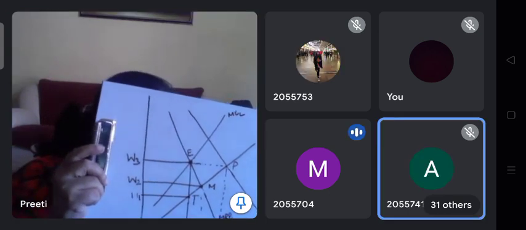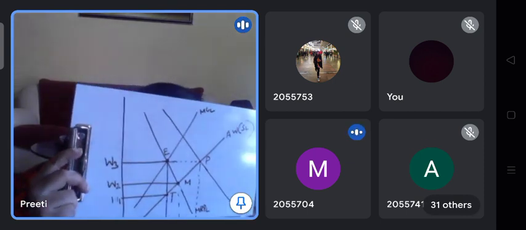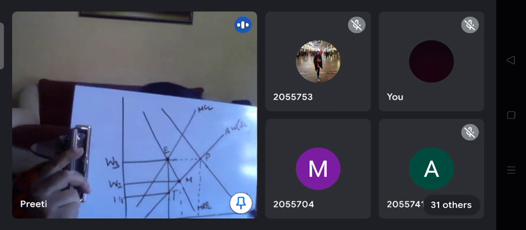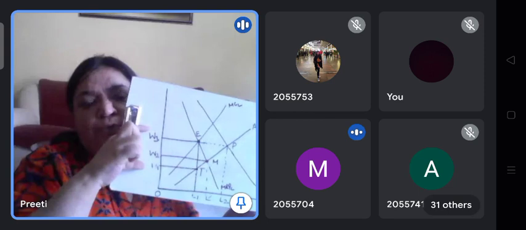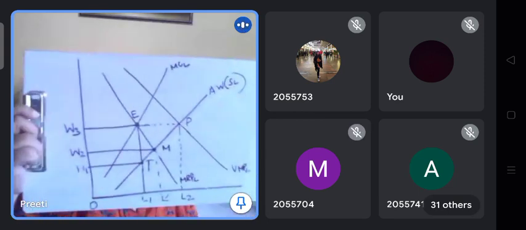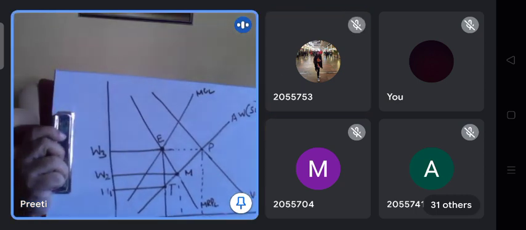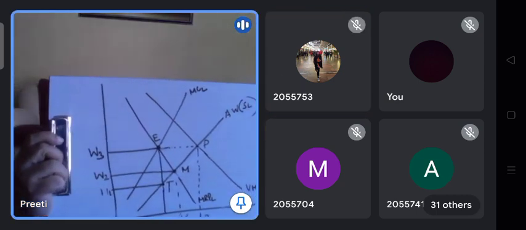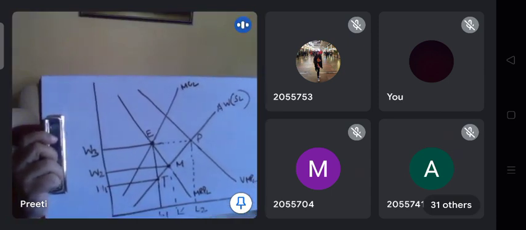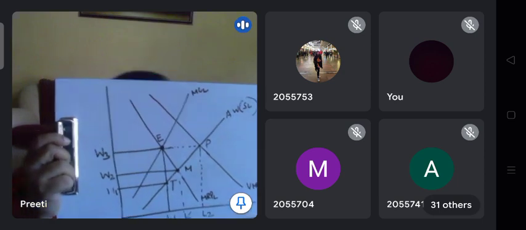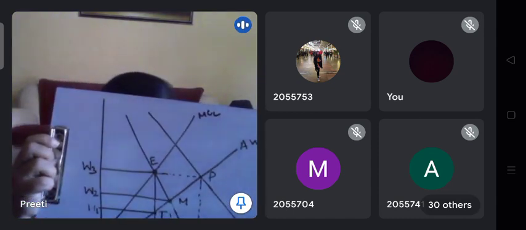Yes, ma'am. So how much employment is this person able to give? He is able to give employment only equal to OL1, but how much is the level of exploitation being exercised? OW3 minus OW1. So W1 W3 is the level of exploitation. Isn't that so? Yes, ma'am. So can you see the difference between the three cases? Monopolistic exploitation of labor is to the tune of W1 W3. And this is a combination of W1 W2 and W2 W3 exploitation. Yes or no?